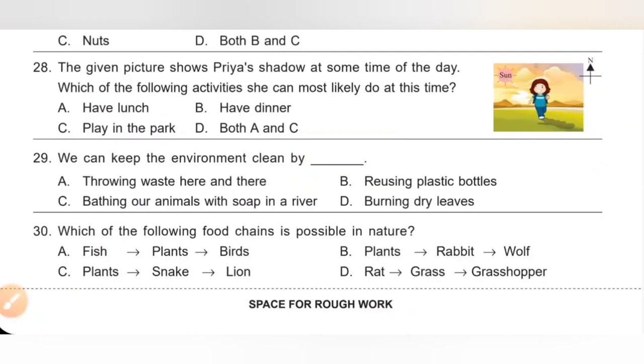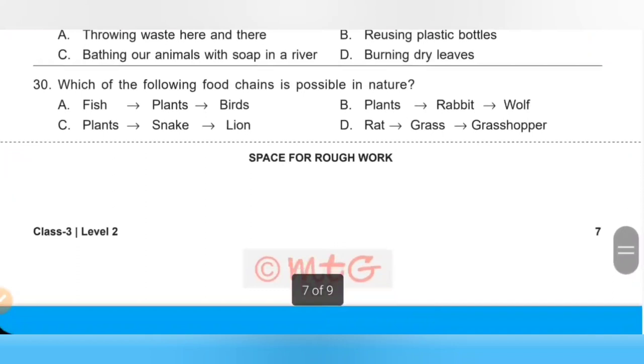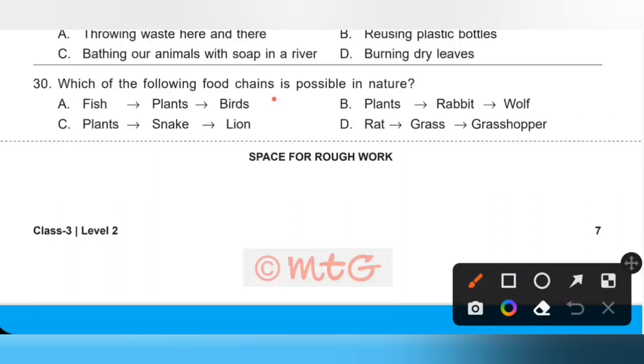30. Which of the following food chains is possible in nature? A, fish, plants, birds. It is impossible because plants won't eat fish. B, plant, rabbit, wolf. It is a possible food chain. C, plant, snake, lion.